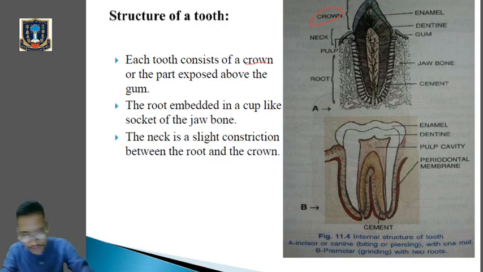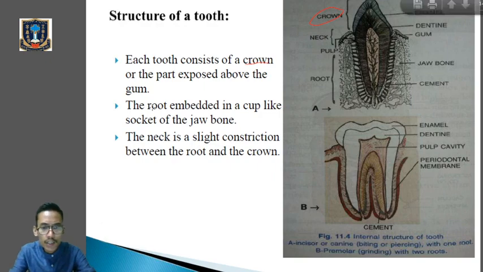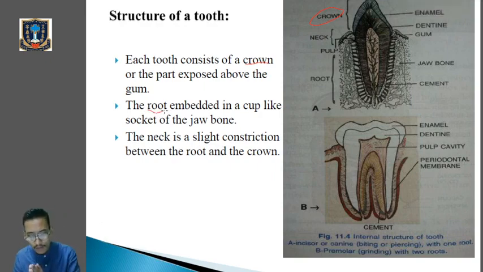Okay, the next part is the root, which is embedded in a cup-like socket of the jaw bone. The root is mainly composed of a single process or of two processes. Either we will find a single process in the case of incisors, or we will find two processes or fangs, like in the premolar and the molar.